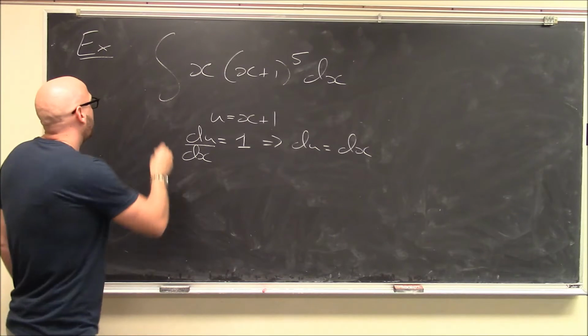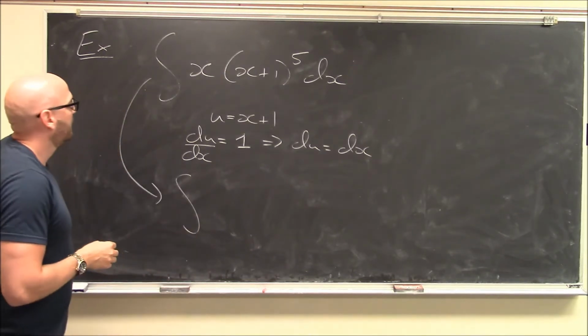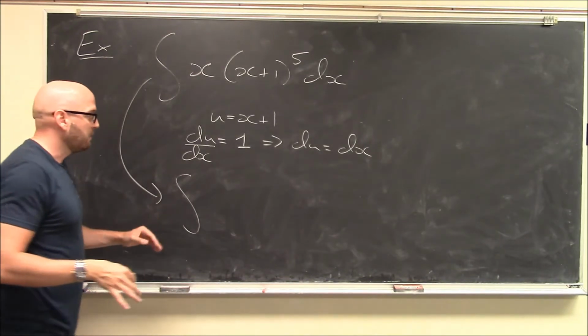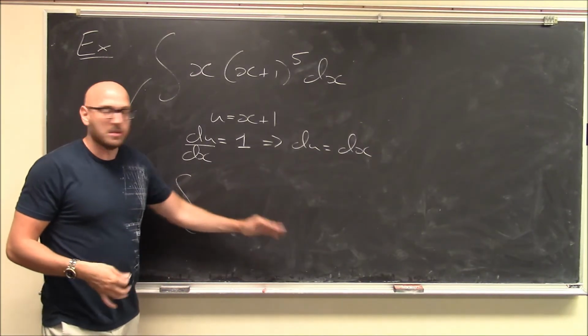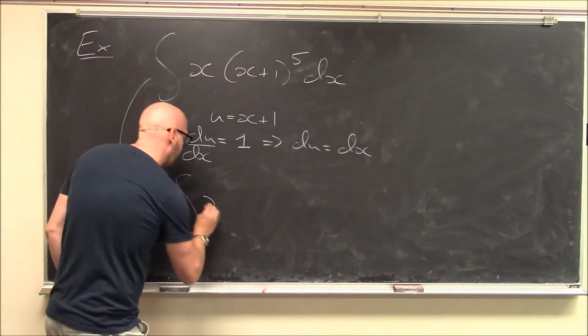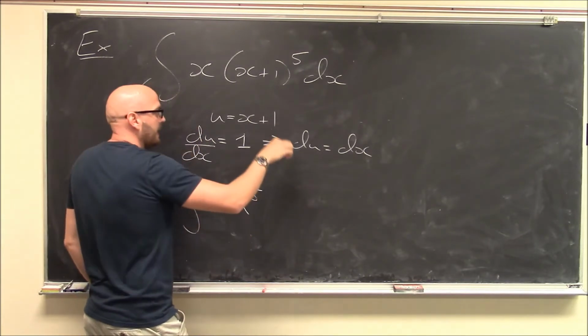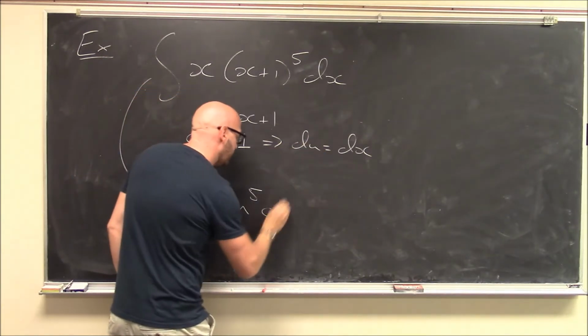And now you'll see we have a problem. Now I go ahead and make my substitution. And what I'm going to write here isn't technically correct. I won't really write this step in the future, but I want to show you what's happening. What I have is an x times a u to the 5th, and dx just becomes du.